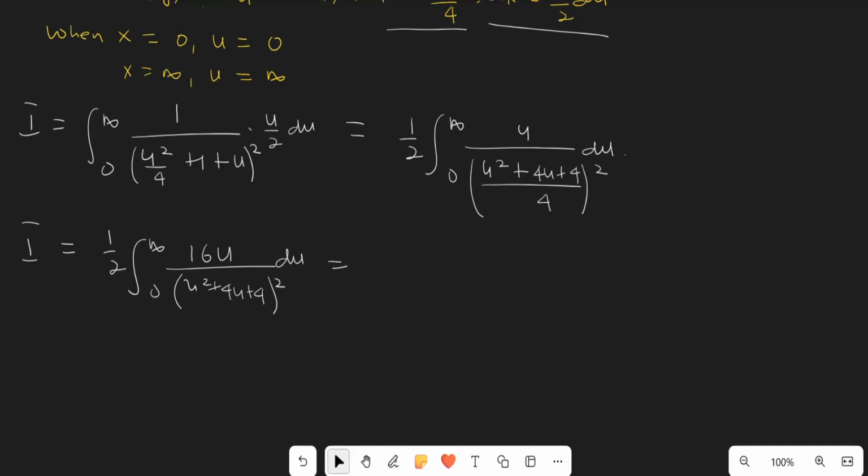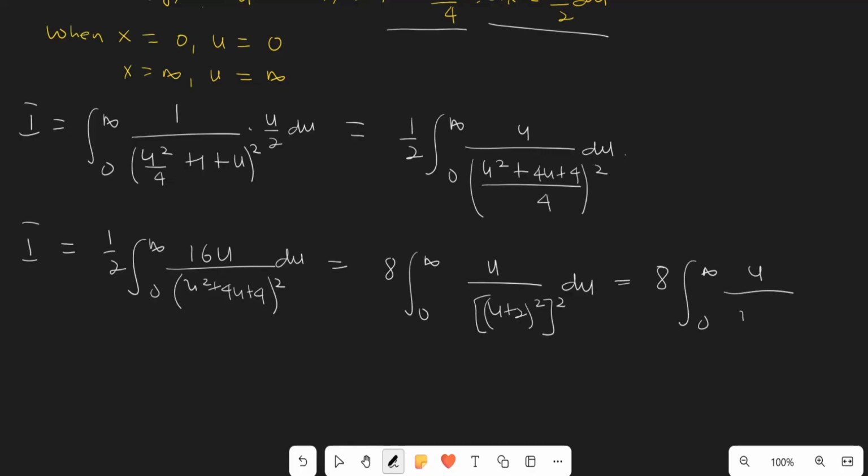And this 16 is a constant. It can go in front, which becomes 16 over 2, which is 8 all the way in front. Integral from 0 to infinity of u divided by this u squared plus 4u plus 4, which can also be written as u plus 2 all squared. And all this one is raised to the power 2 du. And that is 8, the integral from 0 to infinity of u divided by u plus 2 all raised to the power 4 du. Like this.